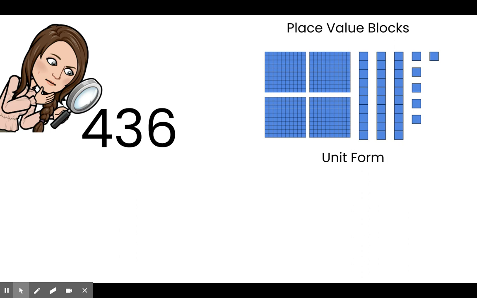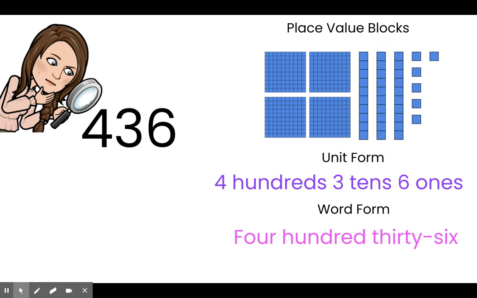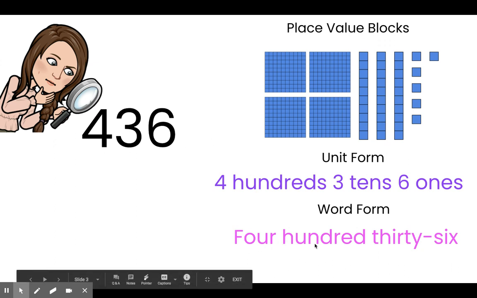We've also learned how to write numbers and say numbers in unit form. Do you remember unit form? Can you tell me 436 in unit form? If you said 4 hundreds, 3 tens, 6 ones, you're correct. Unit form is when we show the units. We have 4 hundreds, 3 tens, and 6 ones in 436. We also know we can use word form. This is where we write the number out using words. That is 436 in word form.